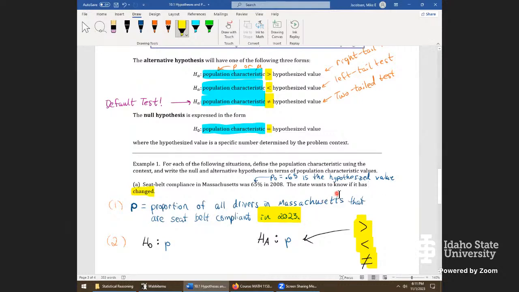They could have said the state wants to know if it has gone up. We would have used the greater than sign. If the problem said the state wants to know if it's gone down, we would have used the less than sign. But all they say is, has it changed? That means they don't know. It means it could have gone up and they want to find out if it does, and it could have gone down and they want to know in that case as well. They don't necessarily know a direction with what could happen in the present data. And so that one wording there gives us this symbol, a not equals, right there.